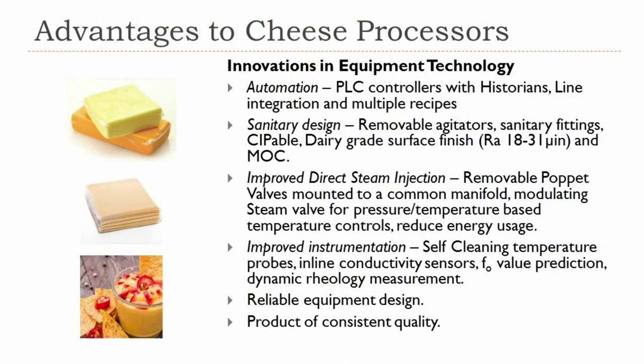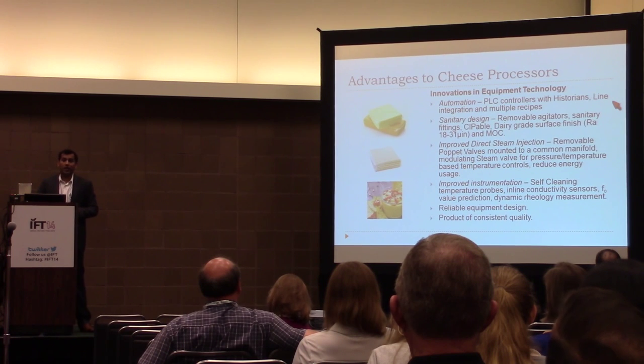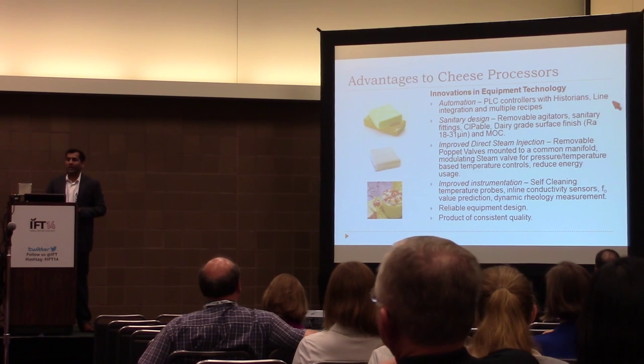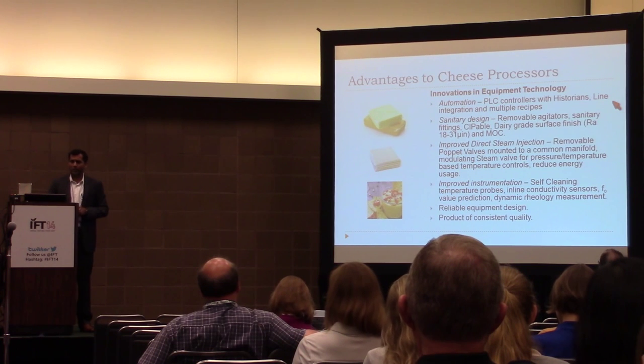What are the advantages to these processors? Basically, we've learned about time, temperature, and shear. But to control that is really important. And you can see the automation is what keeps us on top of everything. What we do is we install PLCs on these machines, and these PLCs can log data and store it, and we also integrate several pieces of equipment into one line. So an operator who is standing on the floor working with this equipment can easily control the process, which is really important. There are multiple recipes.